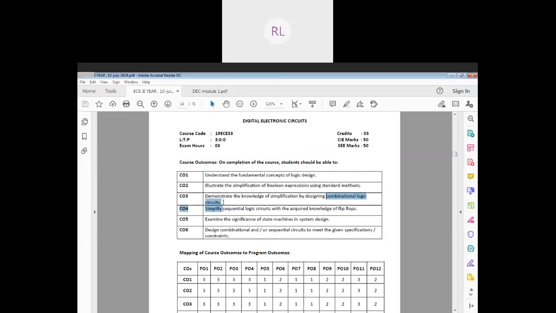Then you'll be able to demonstrate knowledge of simplification by designing combinational logic circuits. So how will you be able to design? Based on certain equations, and equations are reduced using your Boolean expressions. Now, not only having an expression, but we should also get them simplified, so simplification also happens. Then you will have something called flip-flops. Now, what is a flip-flop?